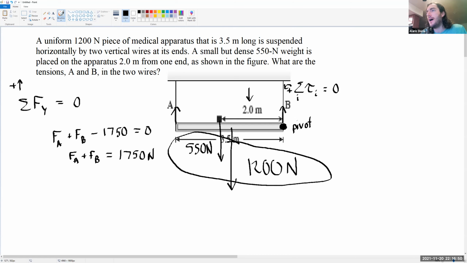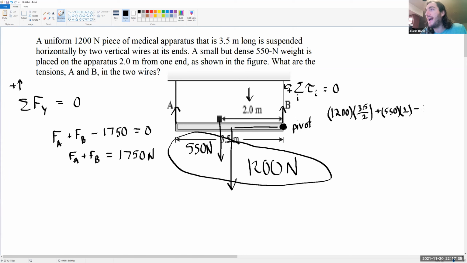We have a counterclockwise torque due to the 1200 newton force, and a counterclockwise torque due to the 550 newton force. So those will be 1200 newtons times this distance right here, which is 1/2 of 3.5. So I'll write it in the expression as 1/2 of 3.5. Maybe it's a little bit easier looking back at it, you can remember why it's going to be 1.75. 3.5 over 2 is 1.75. And then plus 550 newtons times this 2 meters here that they give us.